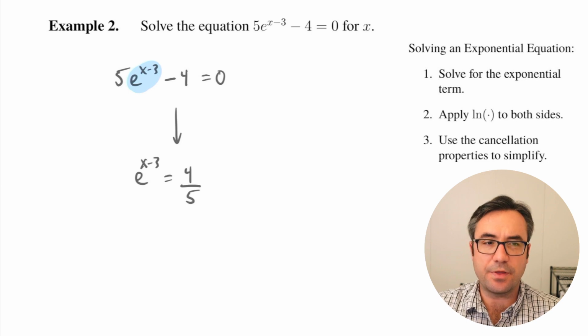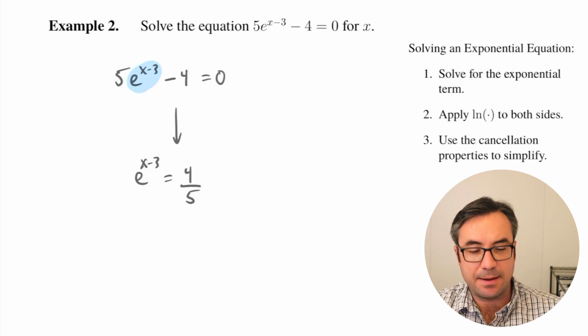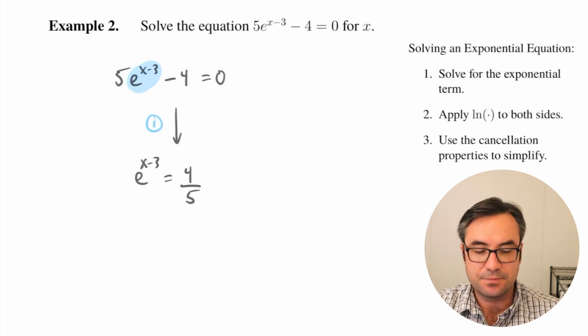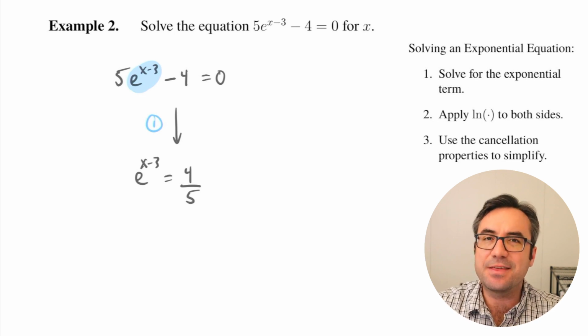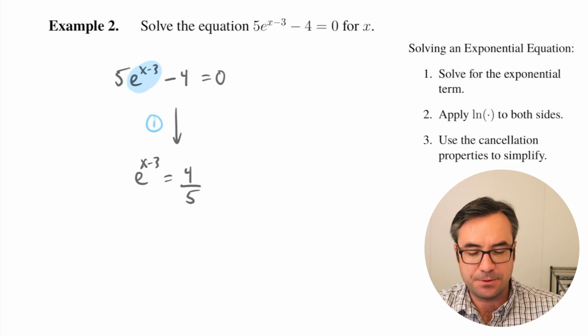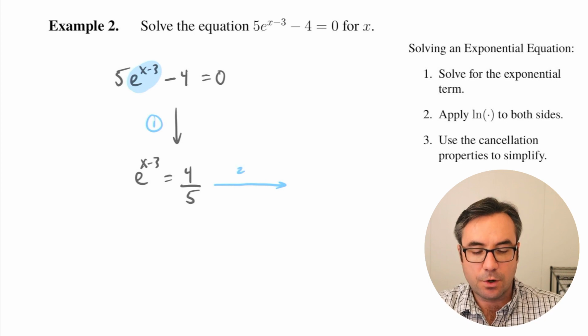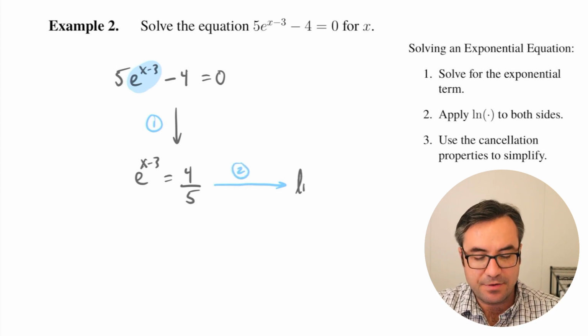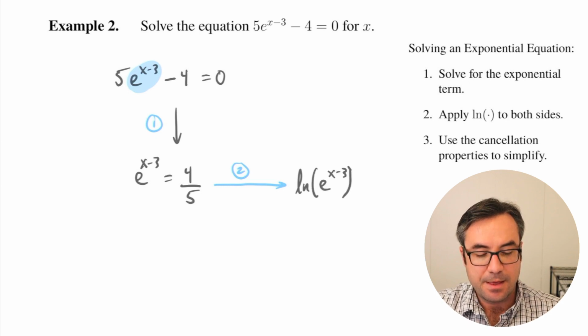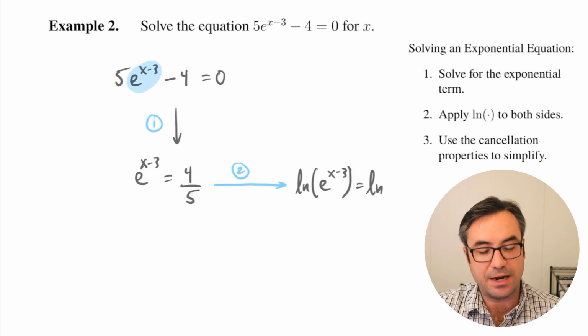All right, so once we're there, that's really step one. Get your exponential term all by itself on one side, and then anything that doesn't have the exponential term, move it over to the other side of the equation. Then step two is that we're going to apply natural log to both sides. So we'll have natural log of e raised to the x minus 3. And then over on the other side, we'll have natural log of 4 over 5.